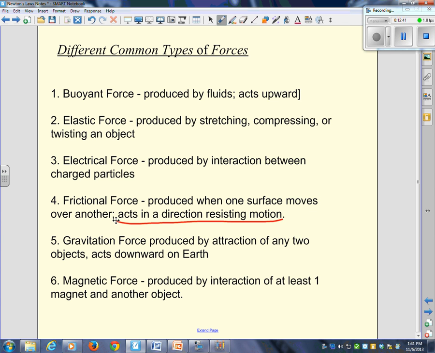Gravitational force, which is actually one of the fundamental ones, is produced by the attraction of any two objects. It acts downward on Earth, or what we think of as downward. And magnetic force is produced by interaction of at least one magnet and another object. Are there more forces out there? Absolutely. These are just some common ones that you're going to see in problems, I guess is what I'm trying to say.